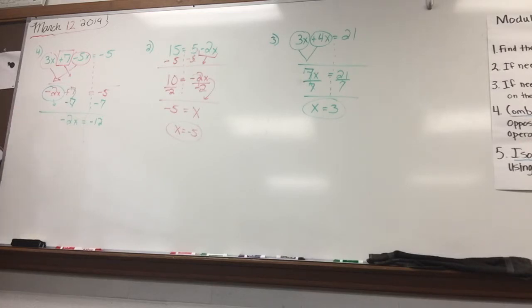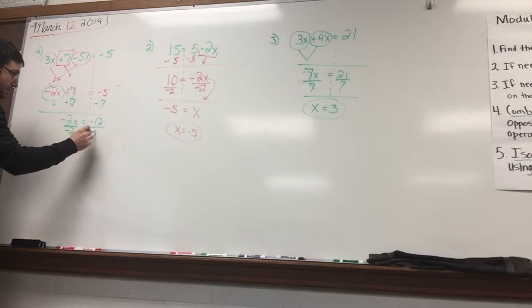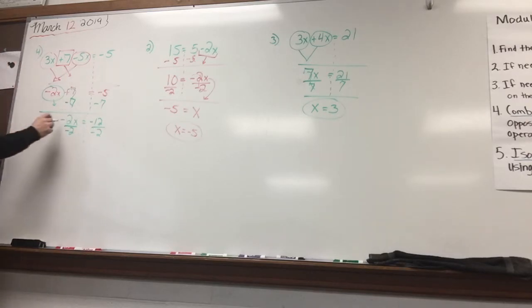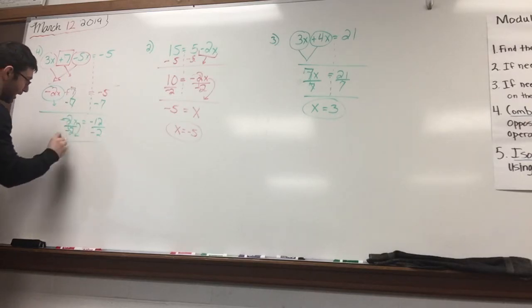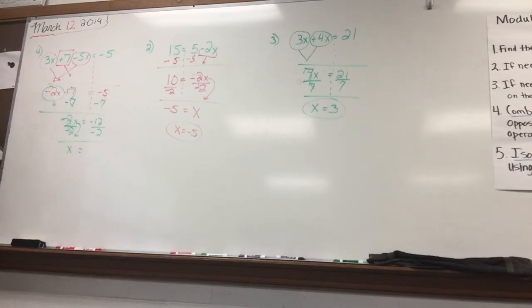So we're at that last step. Isolate the variable by using inverse. It is multiplication, so you do the inverse, which is division. Good. Negative 2 divided by negative 2. Good. So negative 2 divided by negative 2 is positive 1x. Negative 12 divided by negative 2?